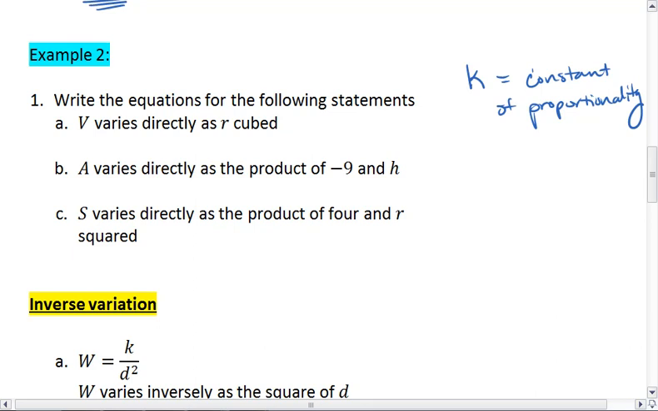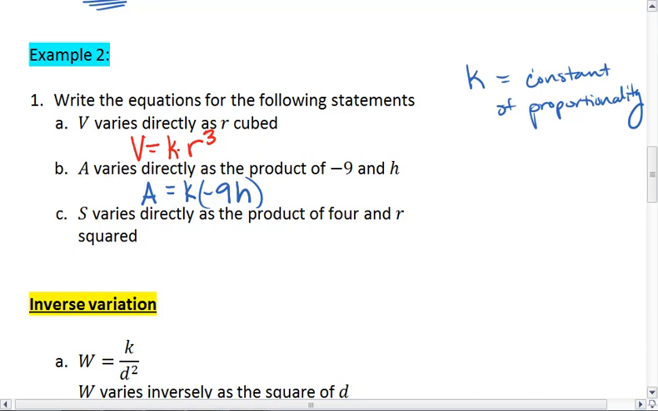In part A, we have v varies directly as r cubed, which means v equals r times some constant of proportionality k. But it's r cubed. So we get v equals k times r cubed. In part B, we have a varies directly as a product of -9 and h. So a equals -9h times some constant of proportionality k.